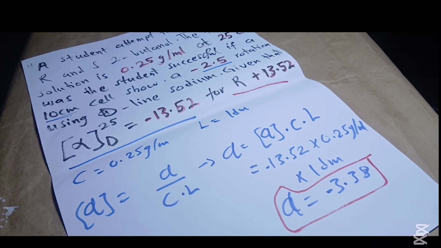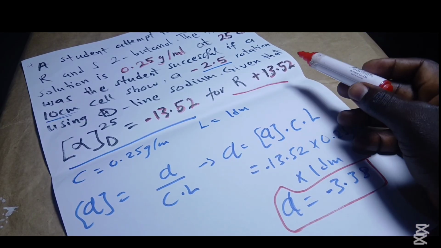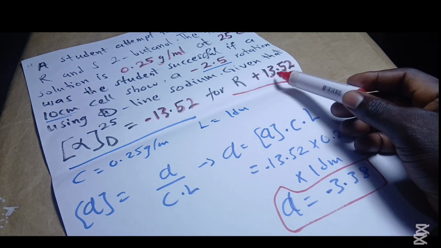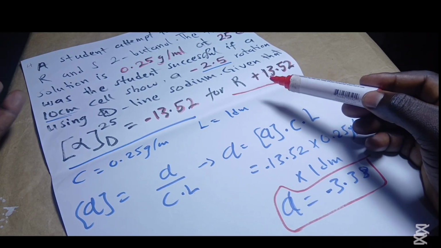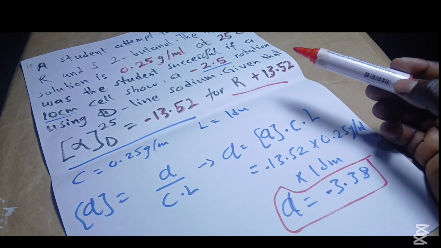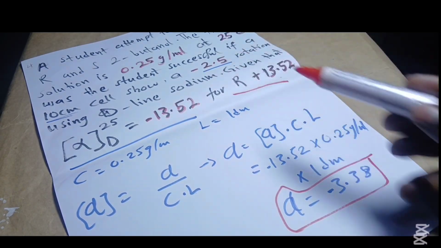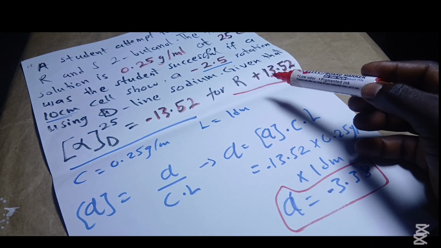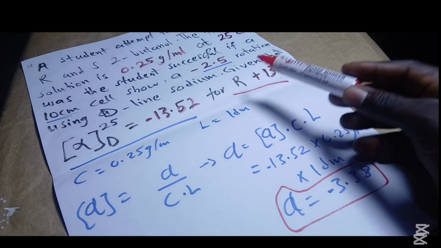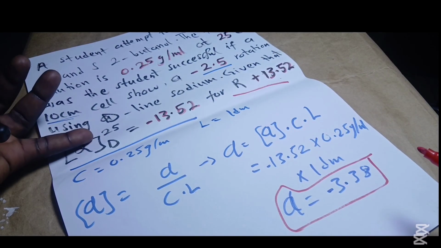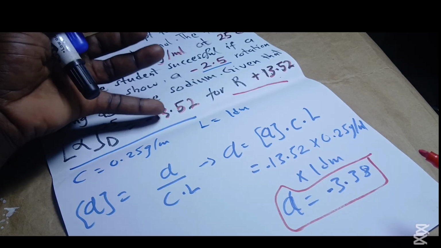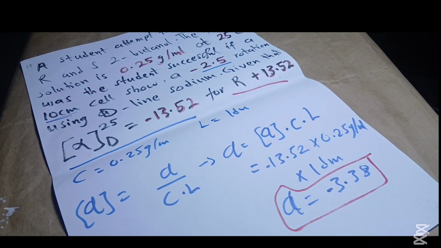Let me take that again. The student is interested in separating the R enantiomer from the S enantiomer of 2-butanol. And he had an observed rotation of minus 2.5. But to separate completely the R enantiomer of 2-butanol, your specific rotation should be minus 13.52, right?